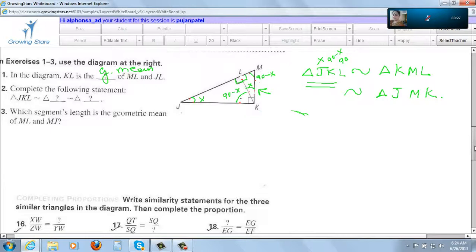Which segment's length is the geometric mean of ML and MJ? ML, MJ. There are three altitudes here. Which one will be the geometric mean of ML and MJ? For that, you go for the altitude which is nearer or adjacent to ML.